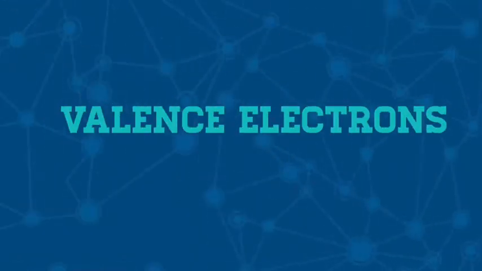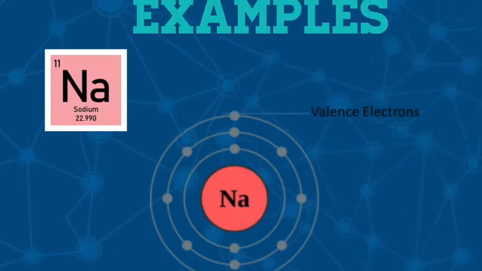First, let's talk about valence electrons. The element I chose is sodium. And if you use the mnemonic technique OSV, outer shell valence electron, as you can see here, the outer shell of sodium is only 1. So that means our valence electron is 1.